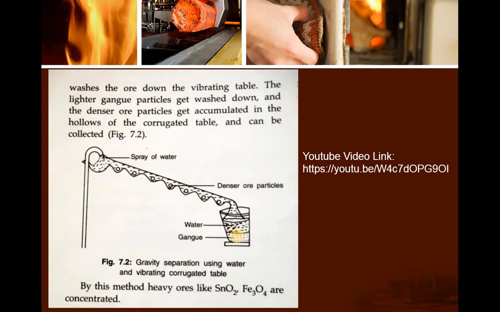Oxide ores of iron and tin are generally concentrated by this method. Oxide ores means like SnO2, Fe3O4 etc. are concentrated by this. There is a YouTube video link also given for you. If you wish, you can see this link.